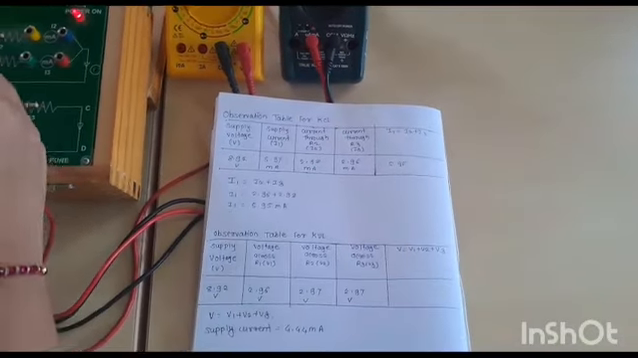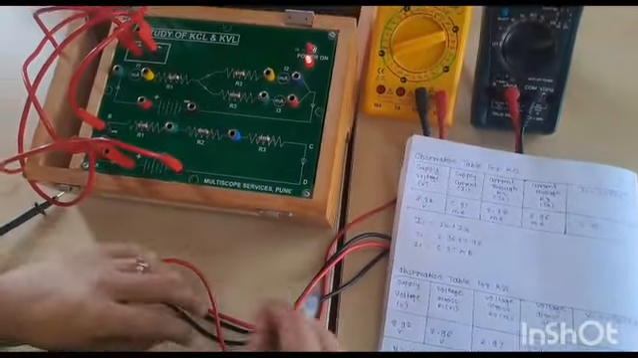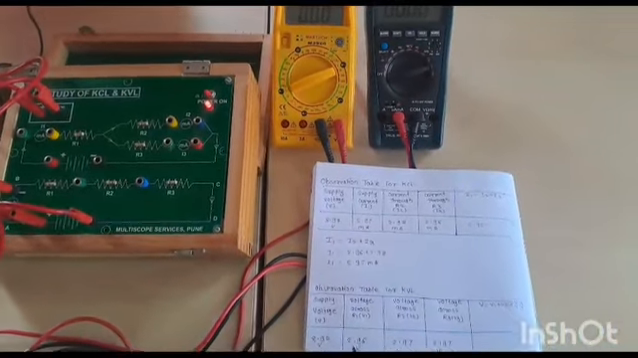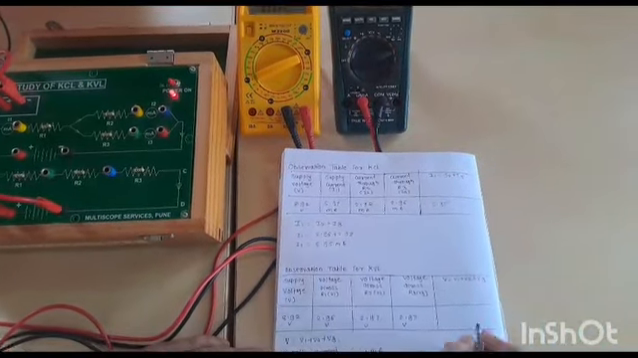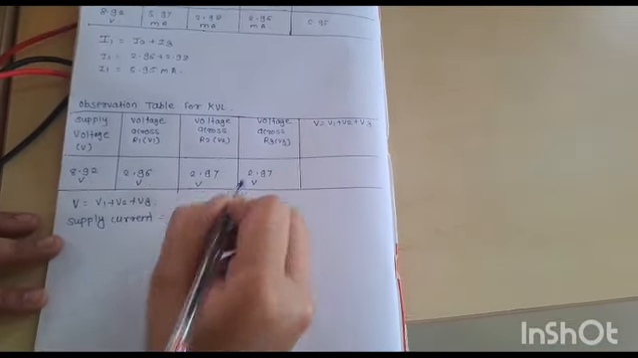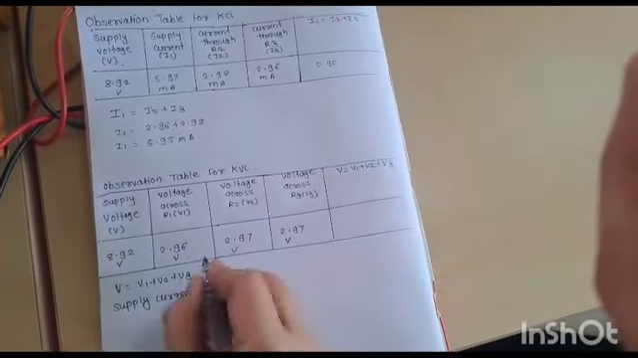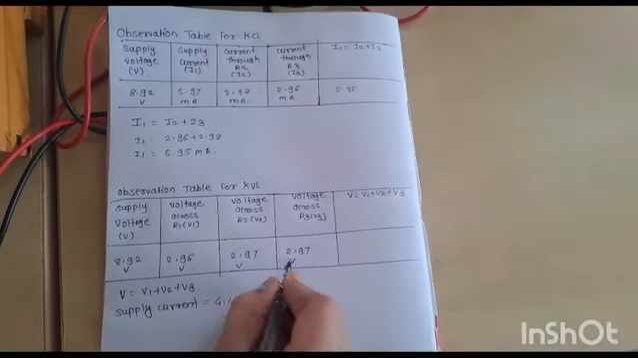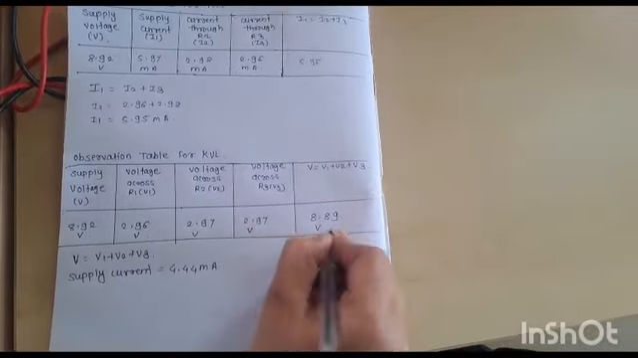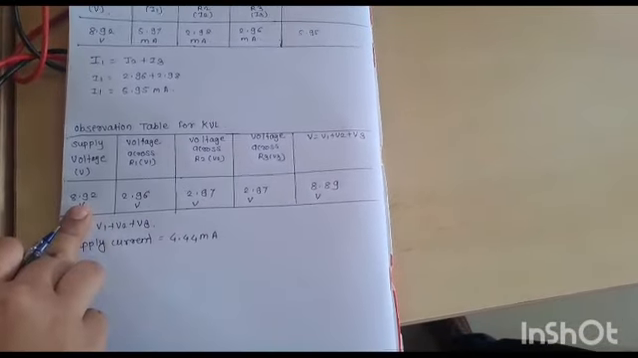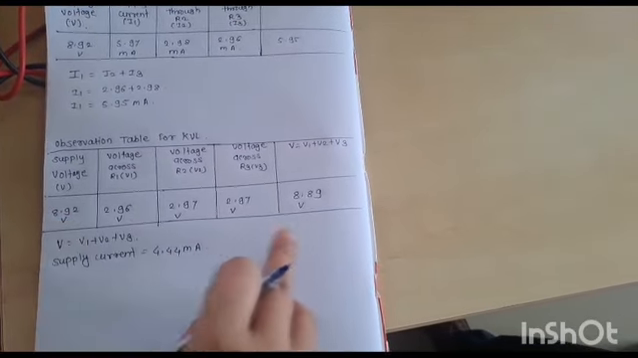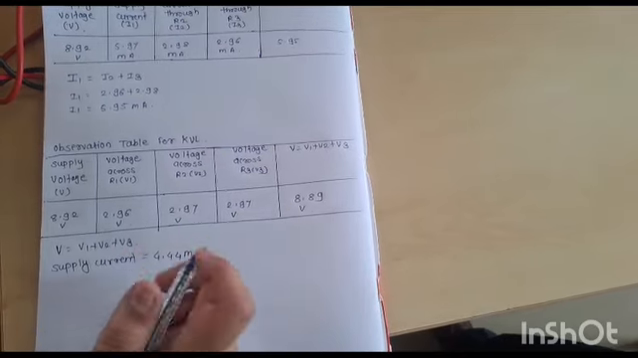The values of the resistors connected in the circuit are nearly equal to 1 kilo ohm. So the voltage drop across all three resistors is nearly equal to 2.97 volt. So we take the addition of V1, V2 and V3. The addition of these three voltages is 8.89 volt, which is nearly equal to the supply voltage V. So the verification of Kirchhoff's voltage law is done with the help of practical.